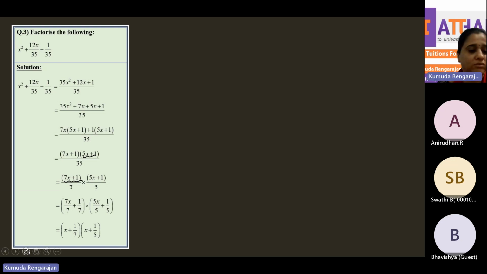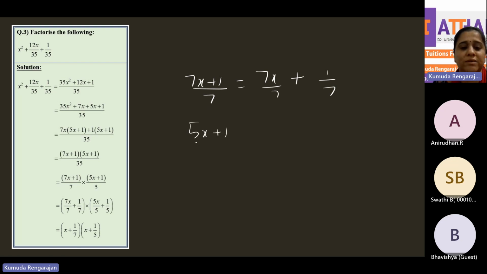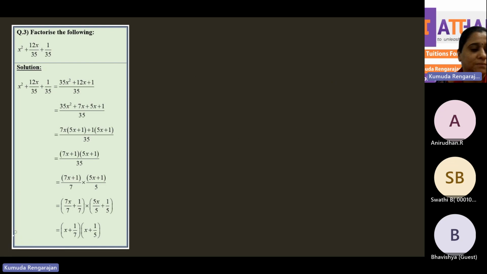Now what is 7x plus 1 by 7? How can you write this? This is 7x by 7 plus 1 by 7. So that's what is in the next step. And what is 5x plus 1 by 5? 5x by 5 plus 1 by 5. That's what we have done in the next steps. So now 7 and 7 get cancelled, so you have x plus 1 by 7 into 5, and 5 cancels, x plus 1 by 5.